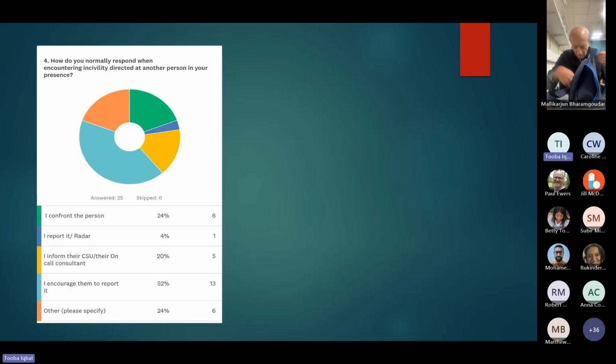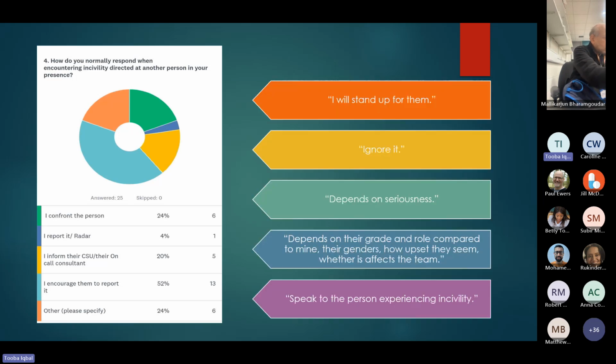So the next question was, how do you normally respond when encountering incivility directed towards another person? So this is basically how people respond as bystanders. And roughly an equal number of people, first of all, half of the people said they encourage that person to report it. And within the other half, an equal number of people said they either confront the person or they inform someone within the management.